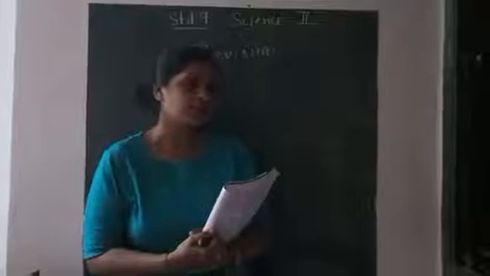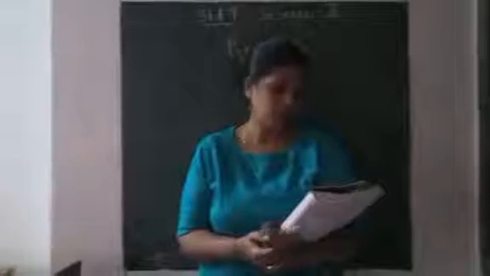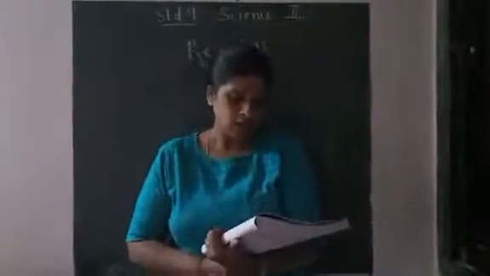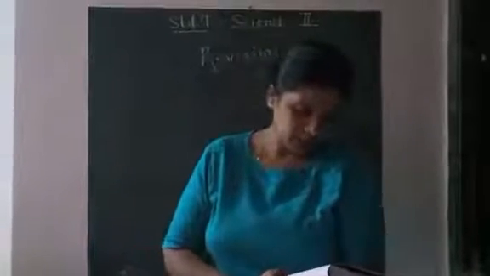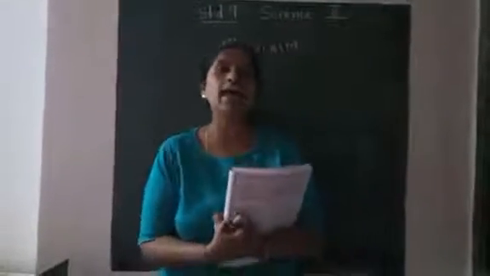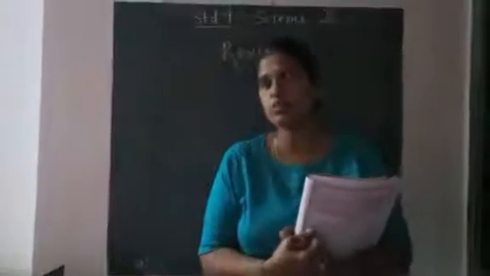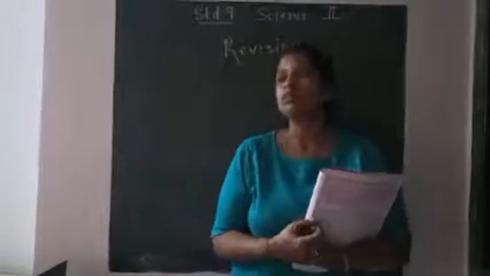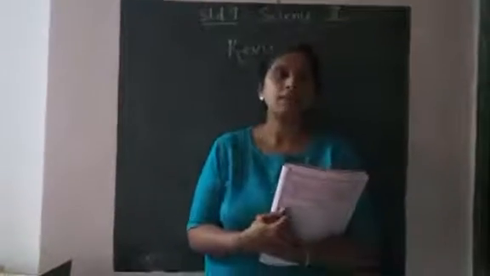Today in this video lesson, I will be doing some revision with you. Before that, let me just revise the portion which is there for your unit test. As you are already aware, the portion for the unit test is life processes in living organisms and heredity and variation. So we'll do revision of these two chapters. Basically, I will be doing revision of the genotype ratio and the phenotype ratio in Mendel's experiments.